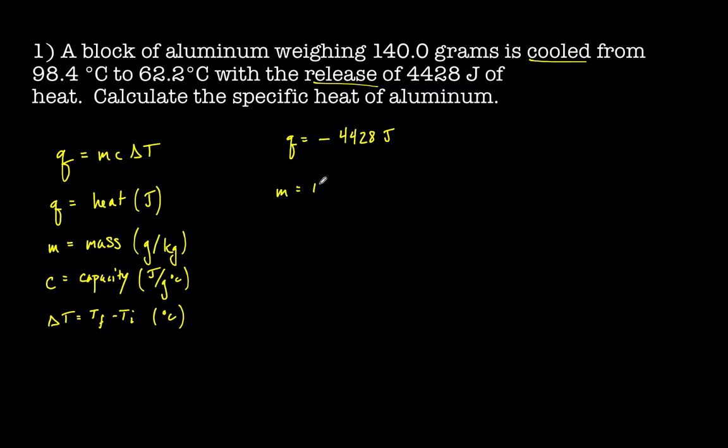M is going to represent the mass, and here you have 140 grams of our aluminum block. C is our specific heat capacity. This is going to be our unknown. We're trying to figure out how much energy it takes to heat up by 1 degree Celsius. And then finally, change in temperature is the final minus initial, so I'm going to write 62.2 degrees Celsius minus 98.4 degrees Celsius. Let's just plug it in. 62.2 minus 98.4 equals negative 36.2 degrees Celsius.